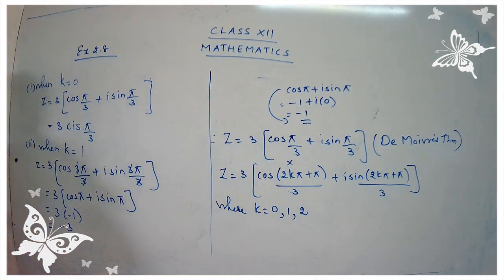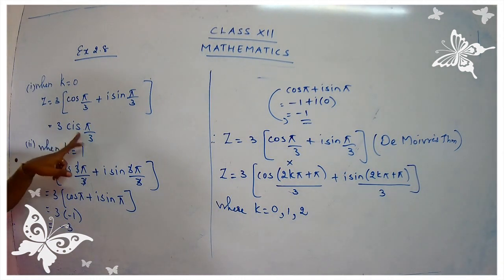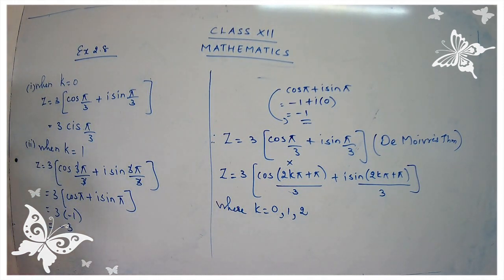So I have got the second value also. What is the first value? I got 3 cis pi by 3. And the next one I got as minus 3. Come on, complete for the second one, children. The third one, that is for k is equal to 2. Take down when k is equal to 2. Complete the answer, children. Complete for when k is equal to 2.